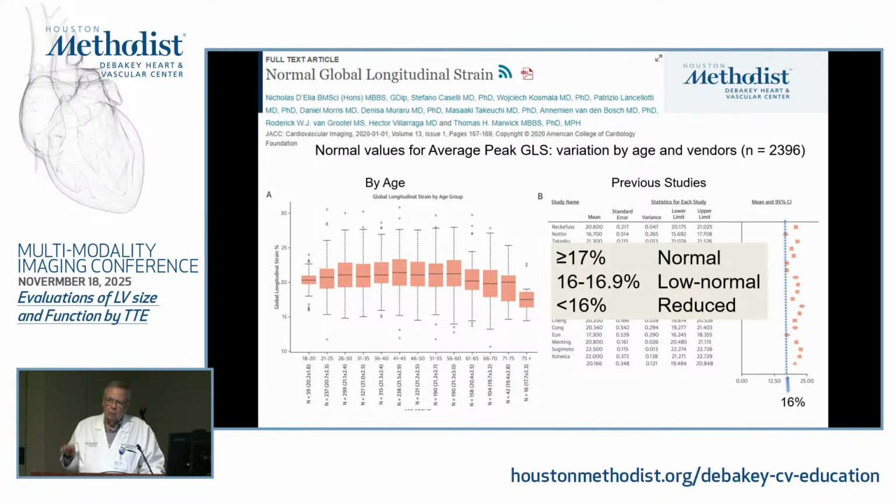So what we have done in our lab, and many have done, is that 17 or better, we call it normal. Less than 16 is clearly reduced. But then this range here is called sort of a low normal, because actually there may be some clinical conditions where that low normal may not be so good. So this is where we are right now.